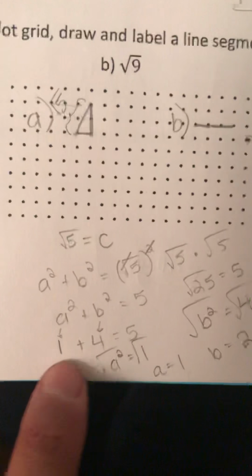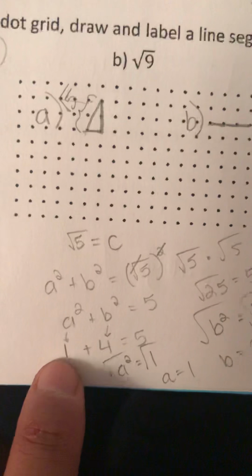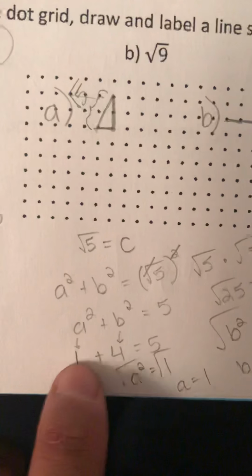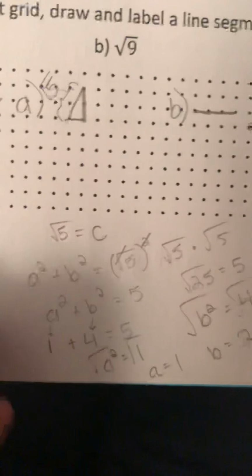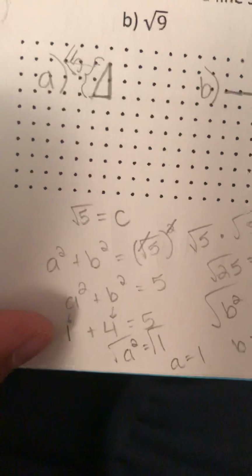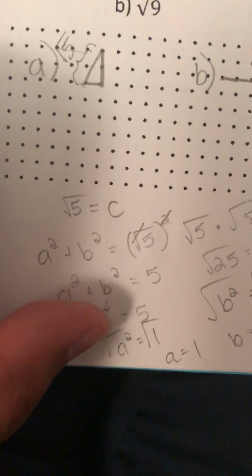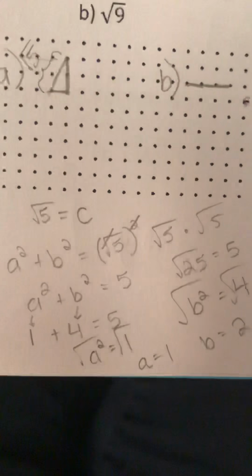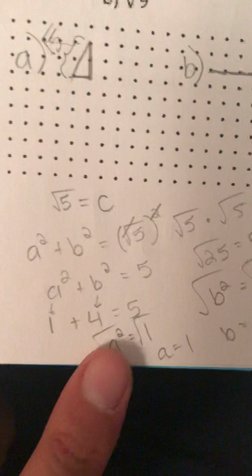Okay? So now I have, and this is why I wrote them on top of each other, a squared plus b squared equals 5, and then 1 plus 4 equals 5, because I want to show that a squared is equal to 1, b squared is equal to 4, and of course c squared is equal to 5. And now we can solve for a and b.